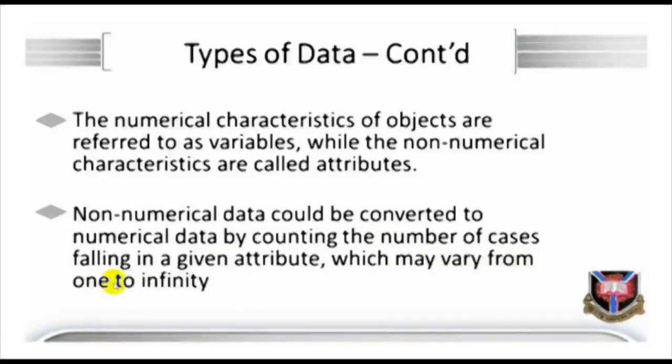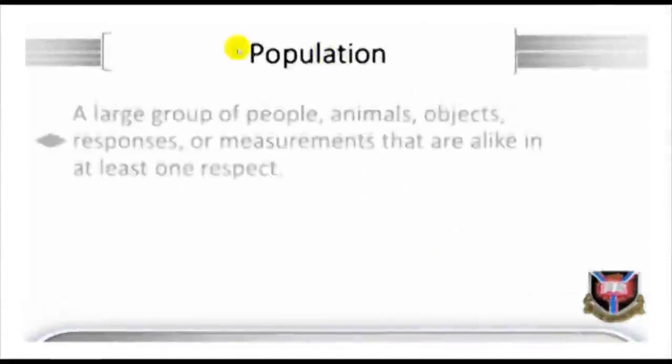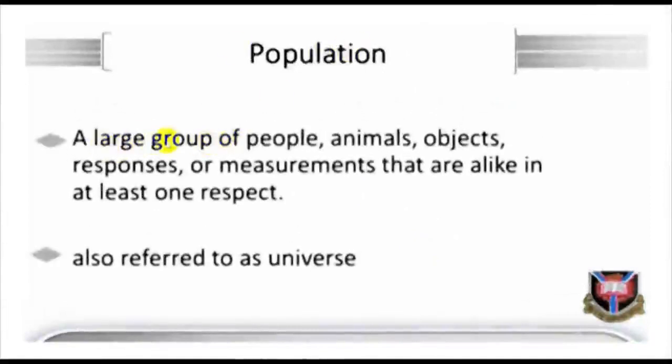An example is sex as an attribute, which may be expressed in terms of the number of males and the number of females. Sex is thereby converted to a numerical value called variable. Population. This is also referred to as universe.